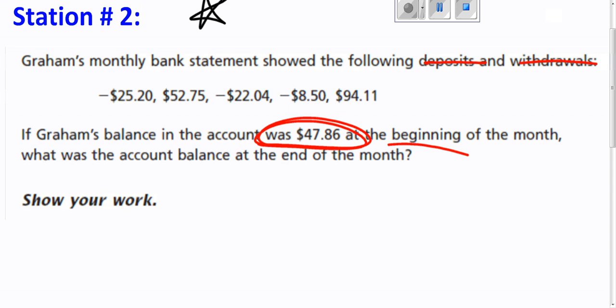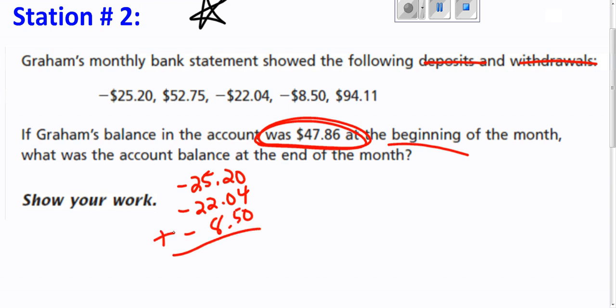The other way to do it is to add up all the negative numbers, add up all the positive numbers, and then add those two final numbers together. So I'm going to start with the negatives: a negative $25.20, a negative $22.04, and a negative $8.50. I'm going to add them together. The reason I'm grouping all the negative numbers together is because now you add them normally and keep the sign. 4, 7, bring down the decimal point, 15, bring up the 1, $55.74, but it's negative.